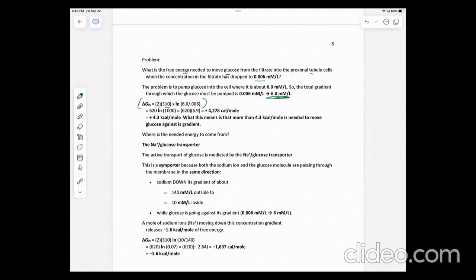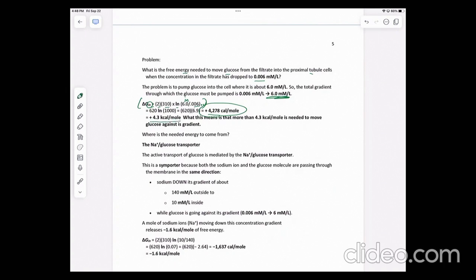So I got my 310, got my 2. Again, this is N, so I got natural log here. So N, 6 millimoles per liter out, okay, that's going to be my extracellular fluid. My filtrate is going to be 0.006. So when you run the numbers, what you end up with is 42 and change calories per mole. I looked at the system, I knew that the Gibbs free energy had to be positive. So rounding it, basically what I have is 4.3 kilocalories per mole.